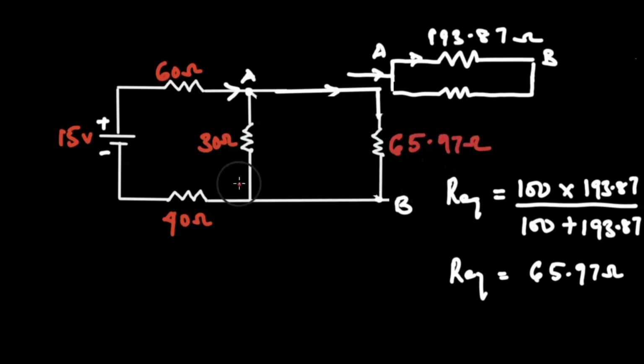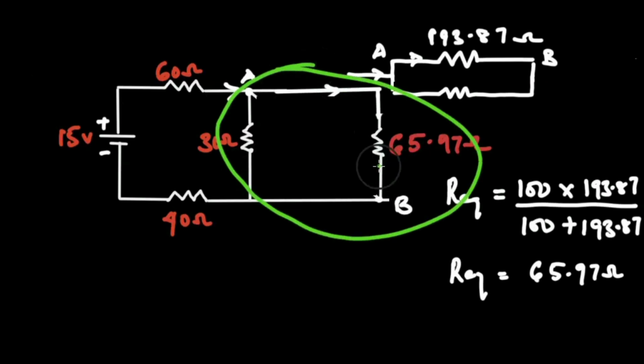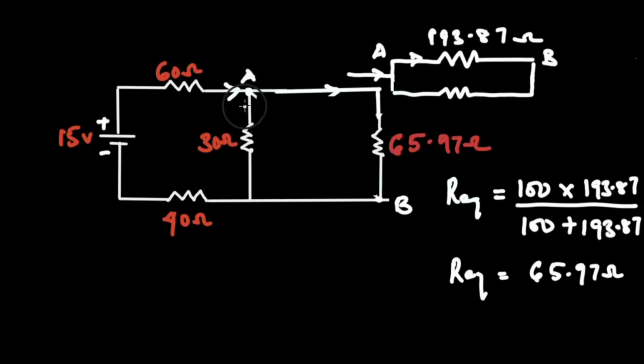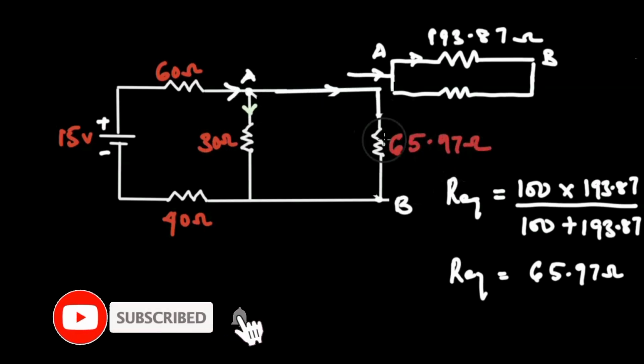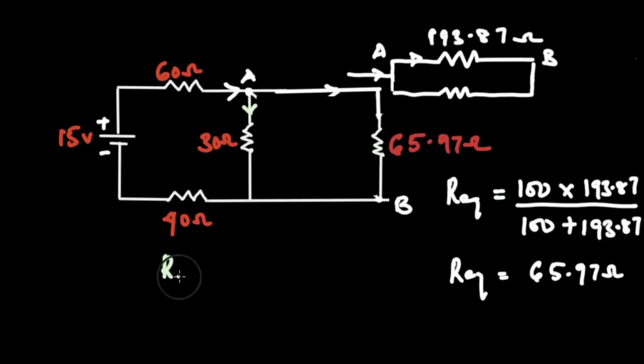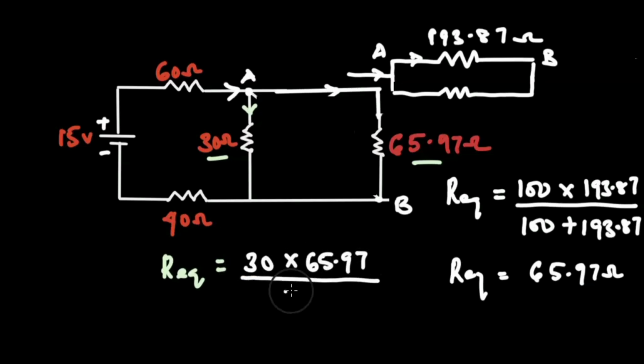Alright, so once more we're going to take a look at the circuit, and we can see that these two resistors are in parallel. I've explained this: current changes direction, and because current changes direction, an amount of current goes into 30 ohms, another amount of current goes into the 65.97 ohms resistor. So these two are in parallel. Alright, so we solve this parallel circuit, and our R equivalent for the 30 ohms and 65.97 ohms resistors will be 30 multiplied by 65.97 divided by 30 plus 65.97.